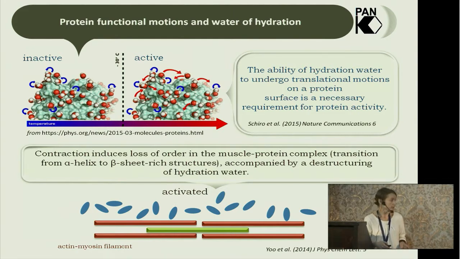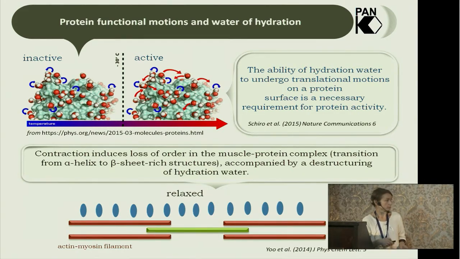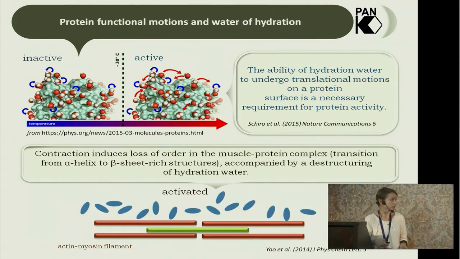And this is reversible process. So we go back to relaxed state and we have again these ordered water molecules. So again, for the motion of this protein-based system, the water motion is necessary. And more than that, it has been shown also that this water structuring is linked with partial loss of the protein structure. And there was a shift from the alpha helical structures to more beta sheet structures. So we know that protein motions are linked with water motions.